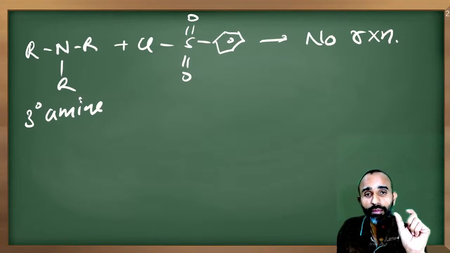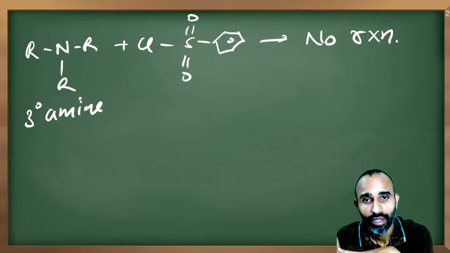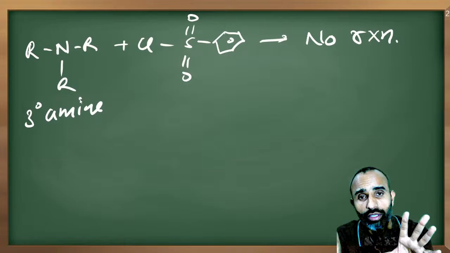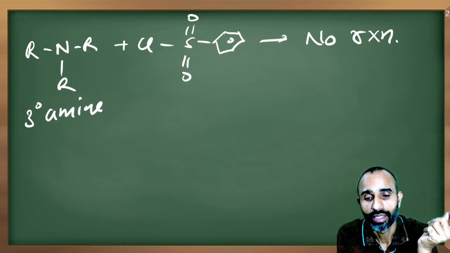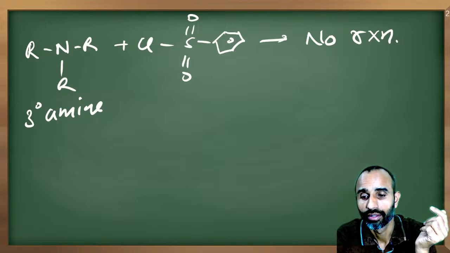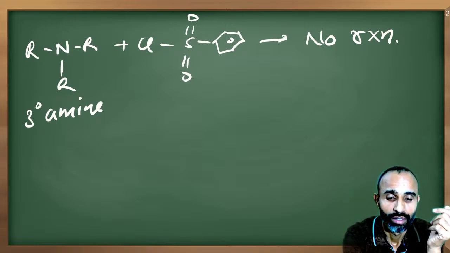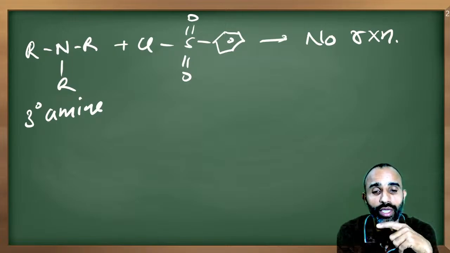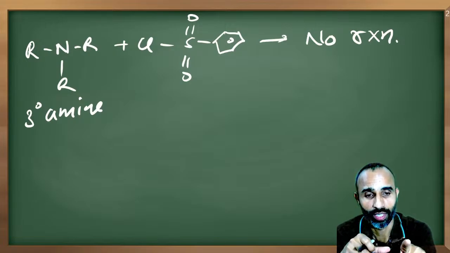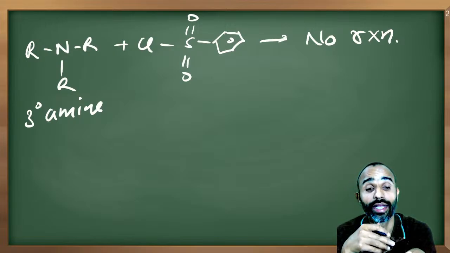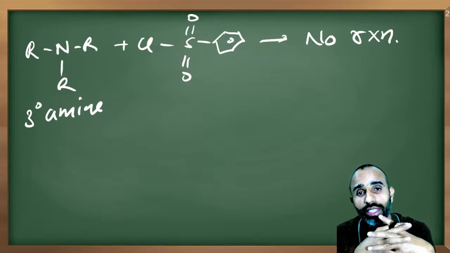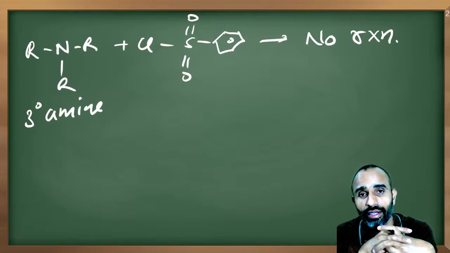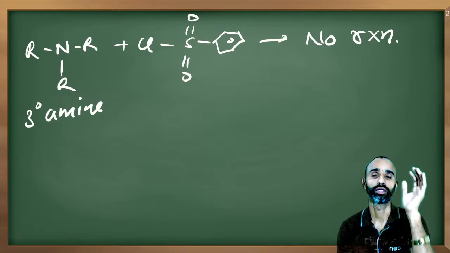So primary amine reacts with Hinsberg reagent and the product formed is soluble in alkali. Secondary amine reacts with Hinsberg reagent, but the product formed is insoluble in alkali. Tertiary amine, no reaction.